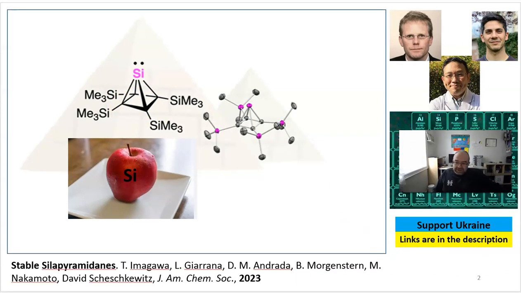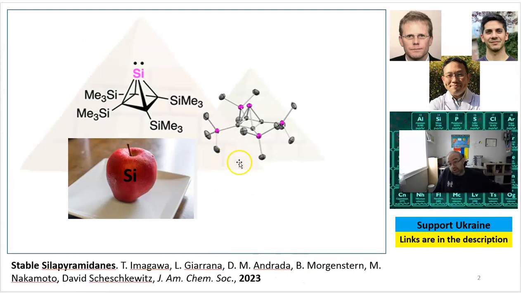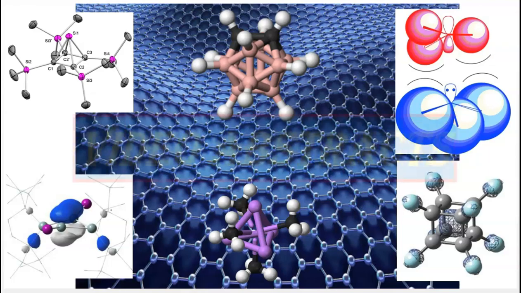Also, interestingly, very similar molecules, but instead of silicon, they had the germanium, tin or lead, were published before in 2013 and 16. So this molecule, if it just differs by 1 atom, why was it published in one of the most important chemistry journals? So that's what we are going to discuss today.